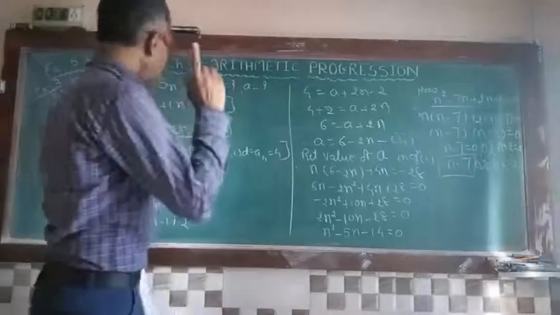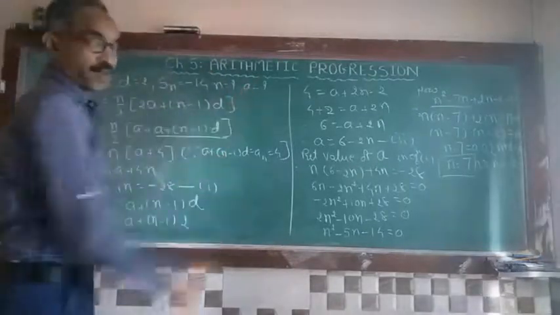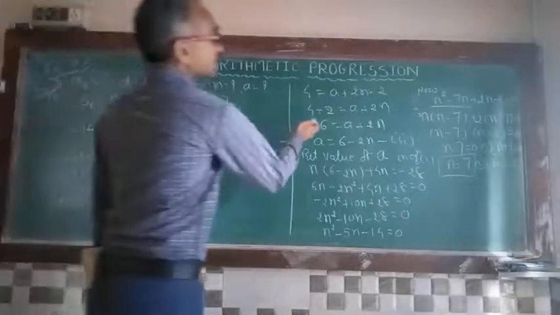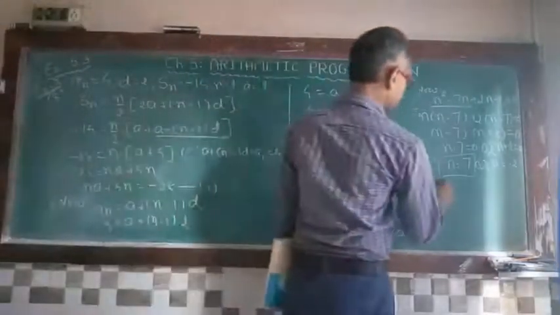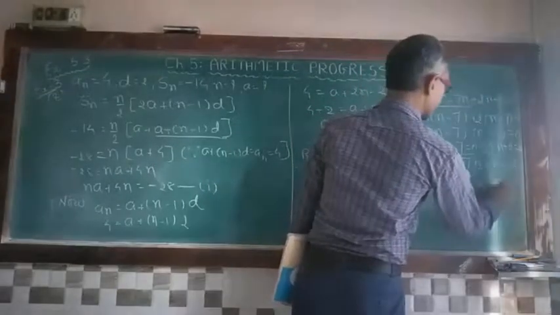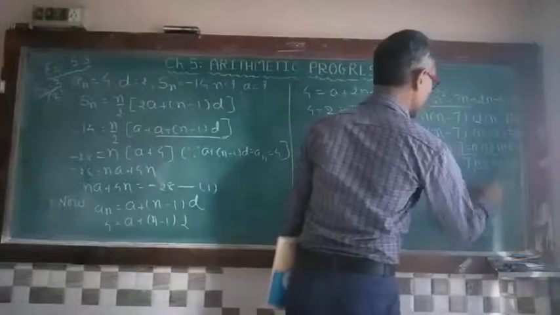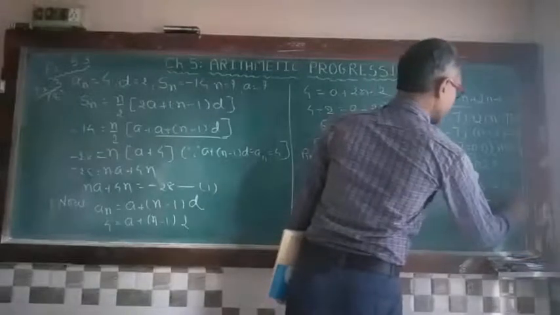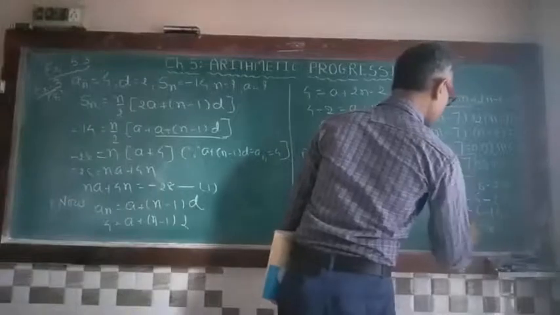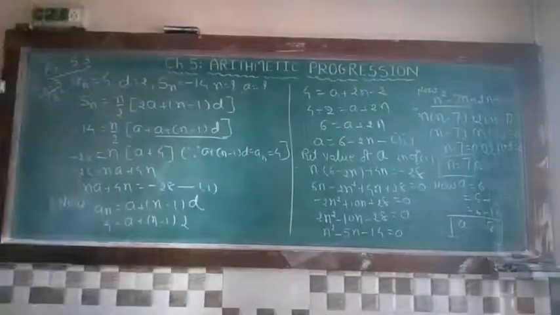Okay, now you have to find the value of a, the first term. Put the value of n in your second equation. a is equal to 6 minus 2n, that means 6 minus 2 times 7, 6 minus 14, that means minus 8. So that is your second answer. a is equal to minus 8.